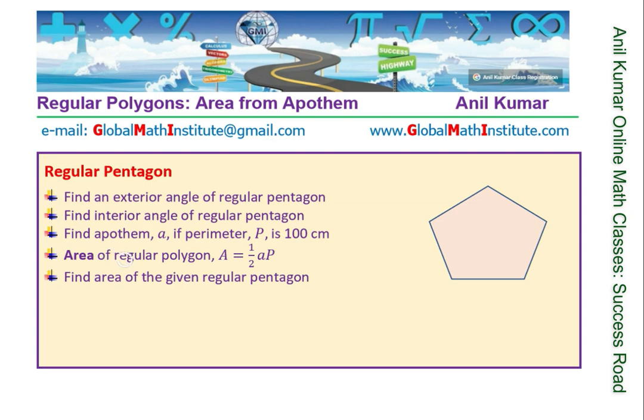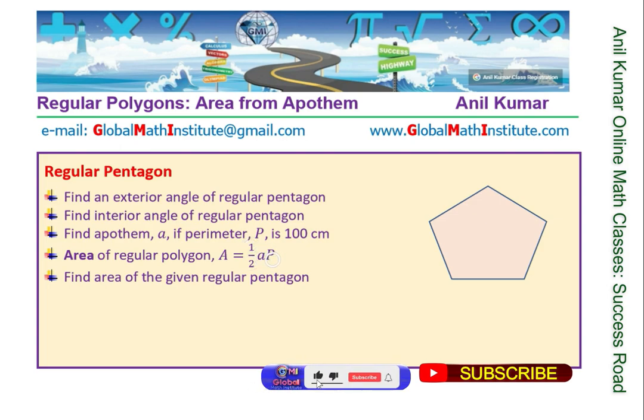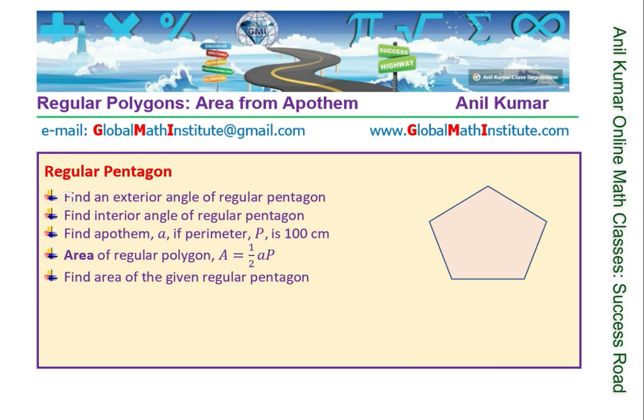So we need to actually find the area of this regular pentagon, and the area we know is half A times P. So the question here, we have broken down into small parts to understand the process of finding the area, right? So many steps, one of them should be find an exterior angle of a regular pentagon. So as you know, this is the exterior angle, right? So if I extend this, then what angle I get is the exterior angle. So if this is a 5-sided figure, how much is going to be that angle?